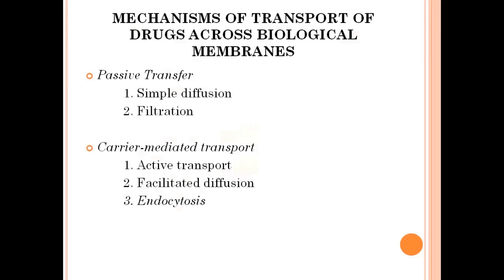What are the mechanisms of transport of drugs across the biological membranes? There are two types of transfers. One is called the passive transfer and the other is called the carrier-mediated transport. The passive transfer includes simple diffusion and filtration, whereas the carrier-mediated transport includes active transport, facilitated diffusion, and endocytosis.